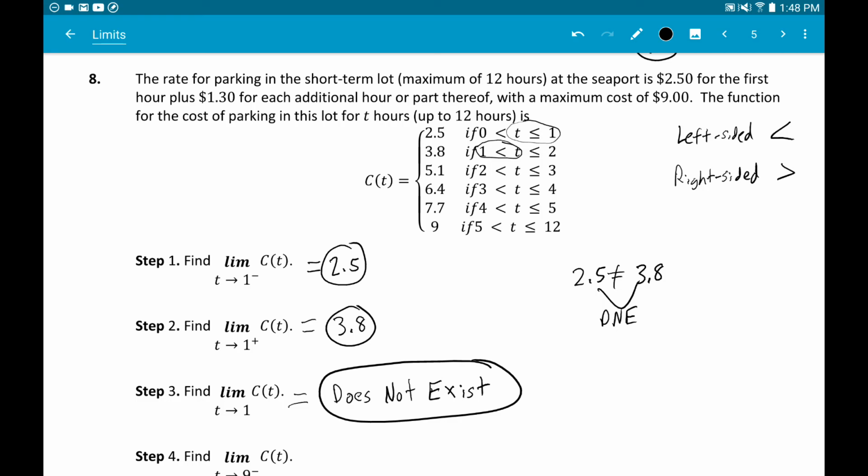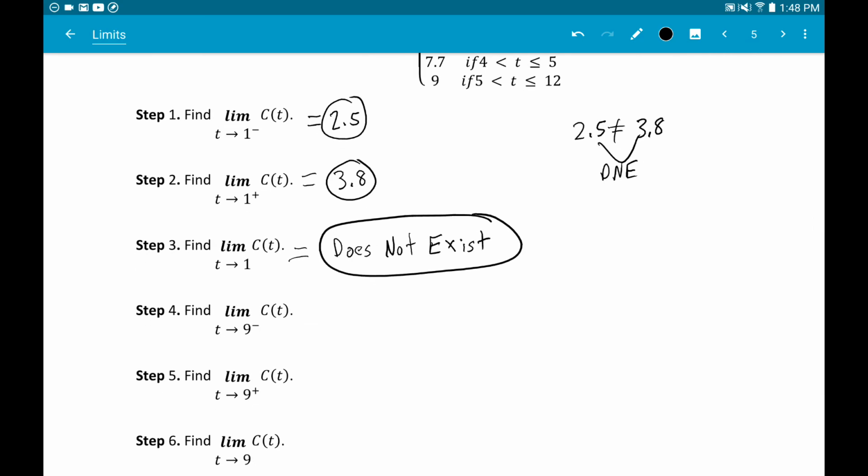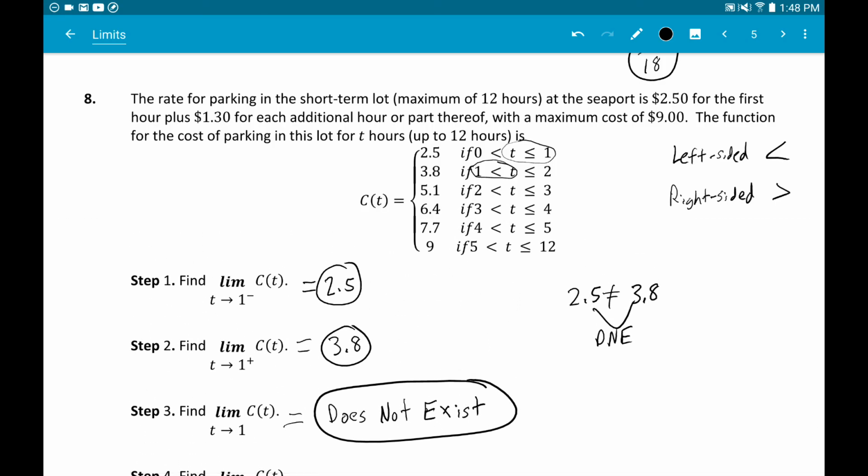Okay, there's some more questions on here. Step 4, 5, and 6 are all asking about the t-value 9. So you've got a left-sided limit, a right-sided limit, and a two-sided limit. So let's scroll back up here and look where t is 9. Looks a little different for this number, because notice 9 is not on the end of any of these intervals. 9 is literally right in here somewhere. It's somewhere between 5 and 12.